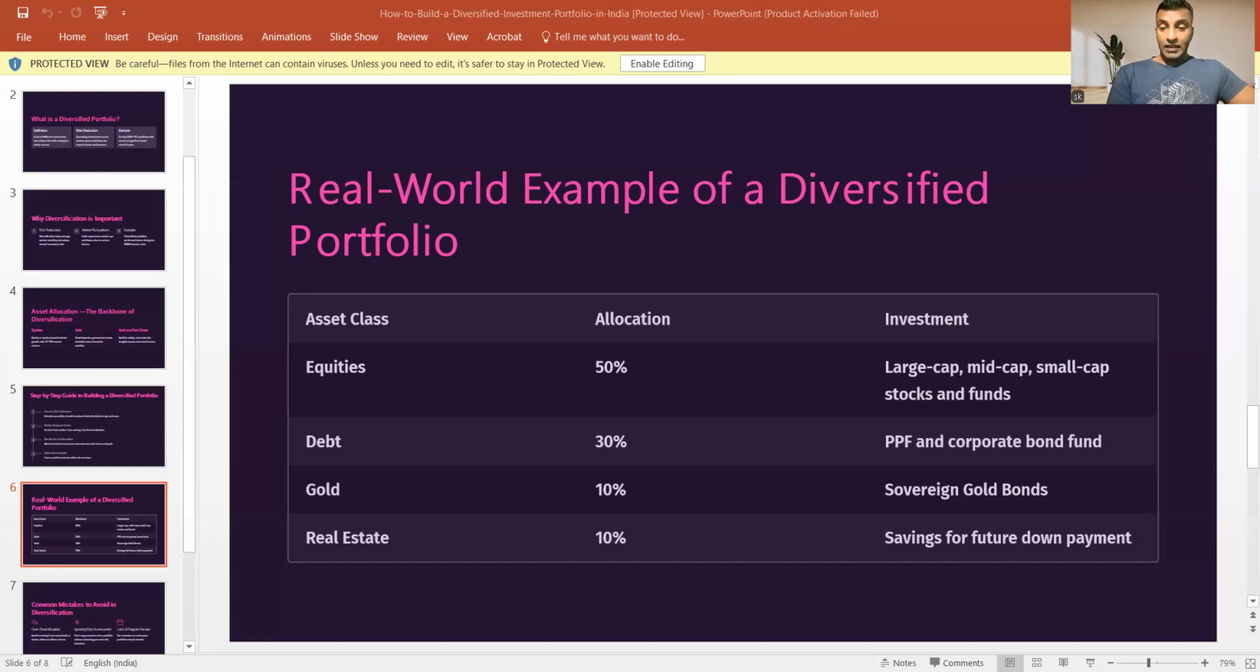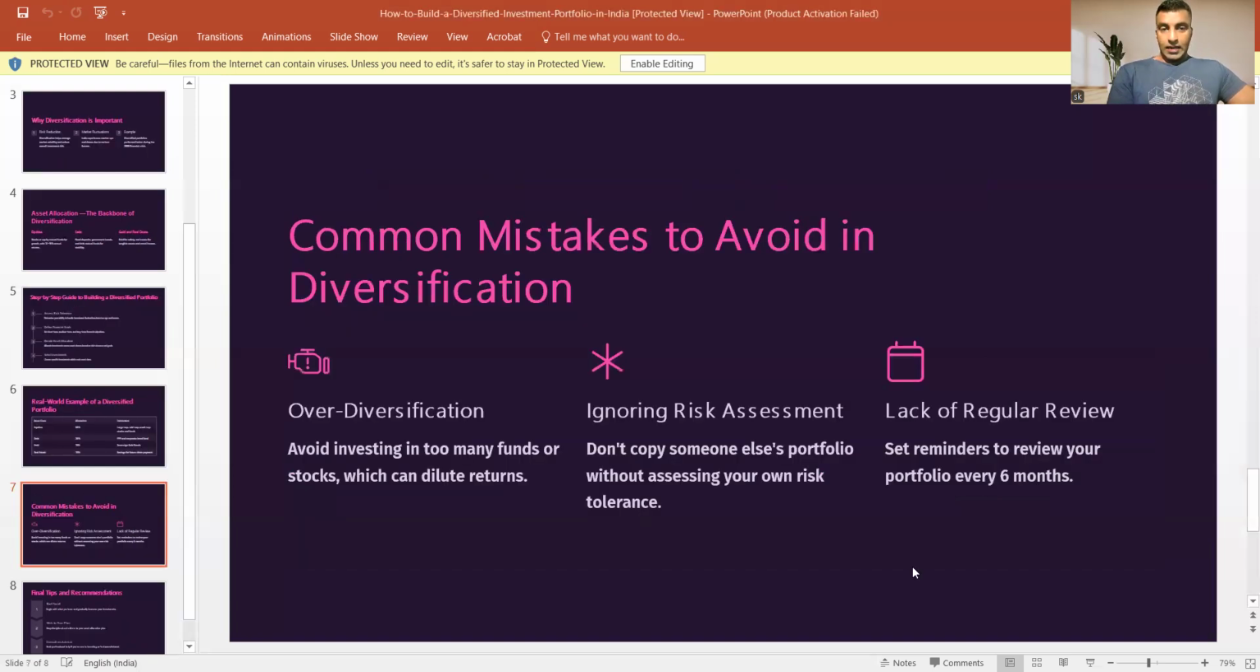Now coming to the next and a very important topic, that is common mistakes that you need to avoid. We talk about diversification, but the main issue is over diversification. See, diversification is essential, but investing in too many funds or stocks can dilute your returns and make it hard to manage your portfolio. So focus on quality rather than quantity. Too much diversification, buying all the stocks, is not required.